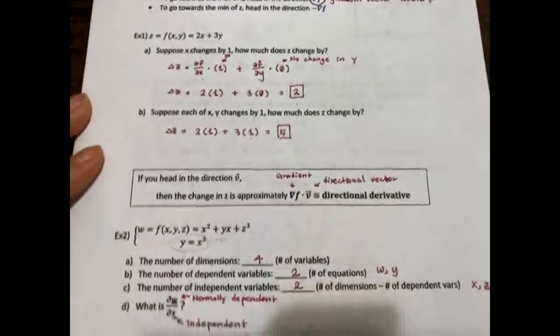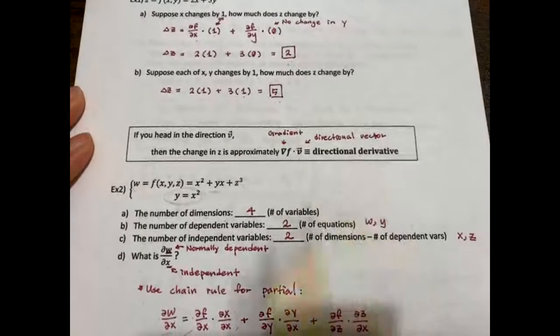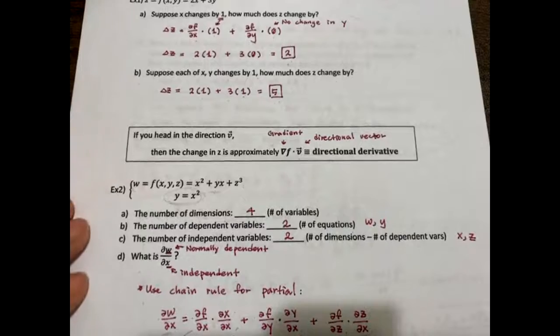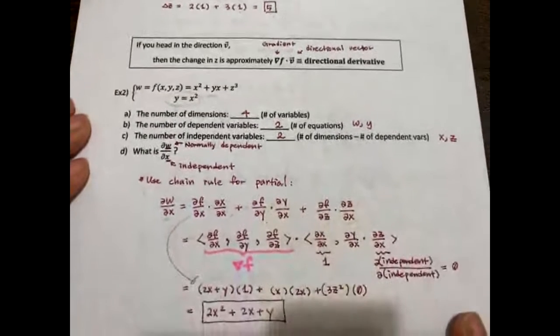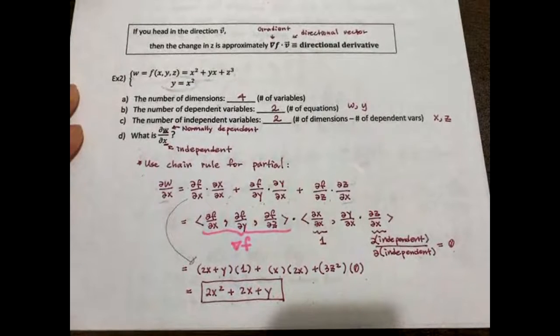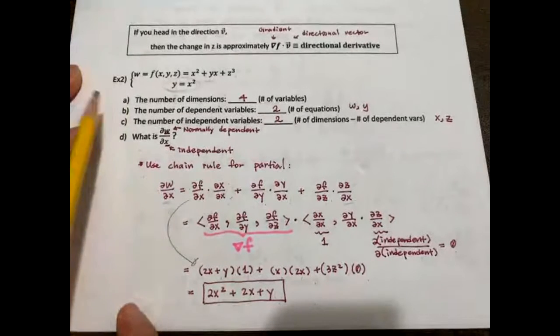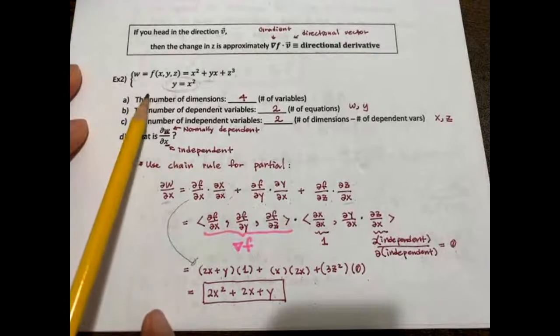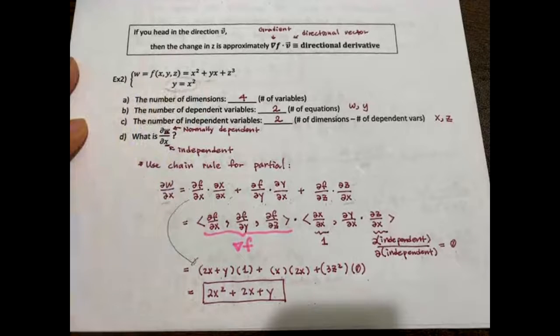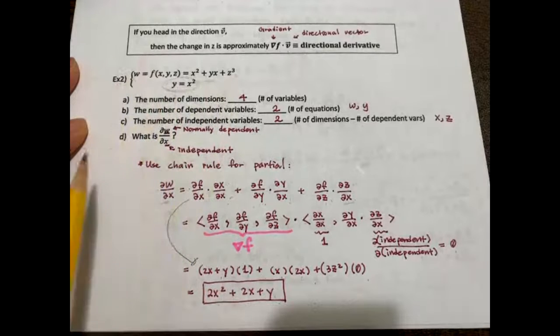Whenever we use a gradient vector, nabla f, and a directional vector, we call that a directional derivative. That is a derivative, which means a slope, so that is a ratio, not the real value. Example 2 was one of the questions in the day 1 note. There are two equations, w equals something and y equals something. If you count all the variables, there's x, y, z and w, so there are a total of 4 variables. So we can say that the dimension is 4.